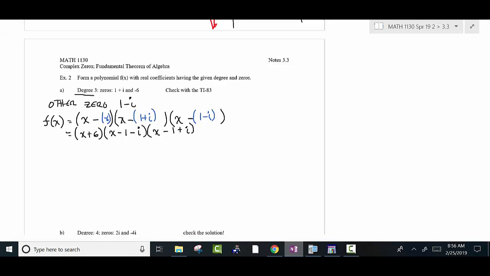Well, we're going to multiply it out. Okay, and this can be a little bit of work. Okay, it's not hard, but it can be a little bit of work. So the way I'm going to do this is I'm just going to bring down the x plus 6. And then we're going to put these 2 together right there. We're going to multiply that out.